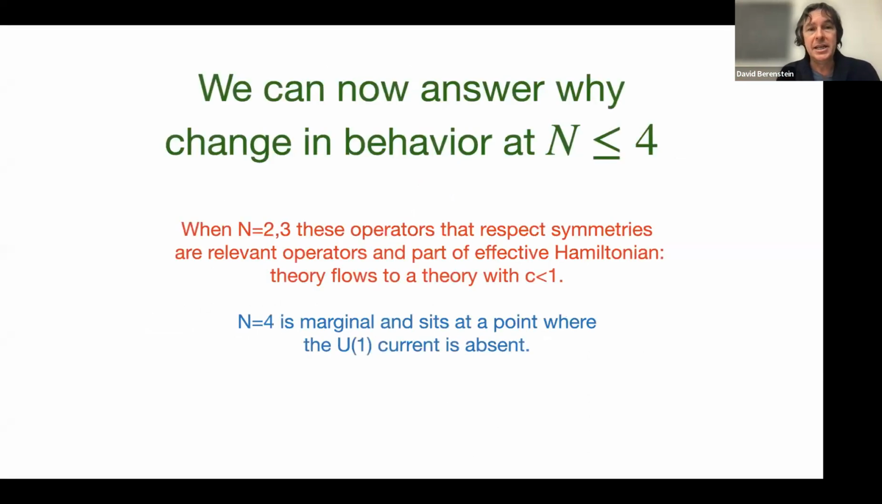What happens if we can now say why n equals 4 was the barrier from passing from c less than 1 to c equal 1. When n equals 2, 3, these operators that are in principle there, that respect the symmetries, are relevant, and therefore they make the theory flow to a theory with less central charge. So if the UV had central charge equal to 1 in the Q variables, after I consider this non-trivial Hamiltonian, the theory must flow to a theory with c less than 1. In the case n equals 4, it's marginal, they're there, and they move you away from the place where you have a U1 current algebra. So n equals 4 is special, it's 2 copies of Ising, but there's no U1 current algebra.